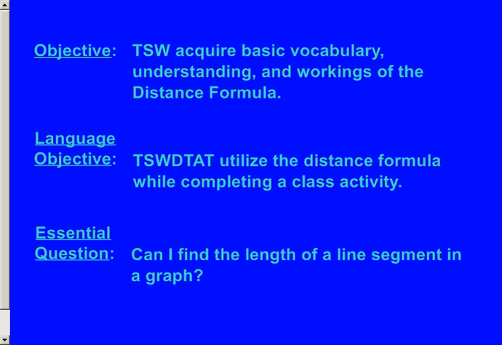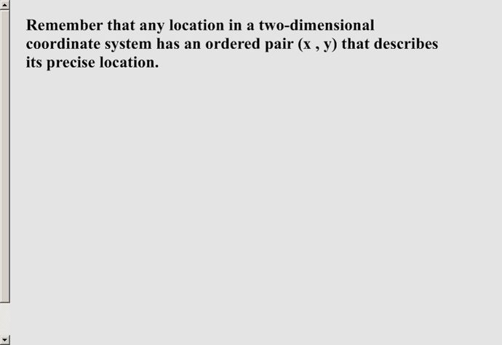Okay, so let's take a look. Now, same basic information as yesterday, but please go ahead and copy it down again. Remember that any location in a two-dimensional coordinate system has an ordered pair x, y that describes its precise location. Okay, so we've looked at the Cartesian coordinate graph, which is what this is called.